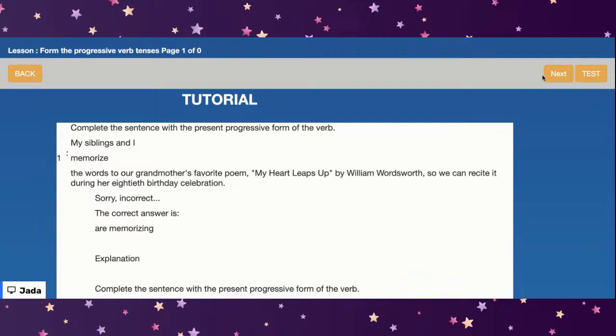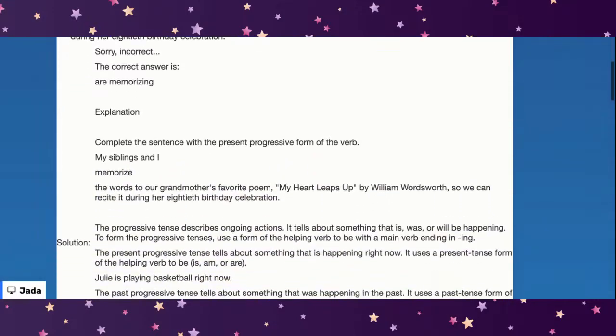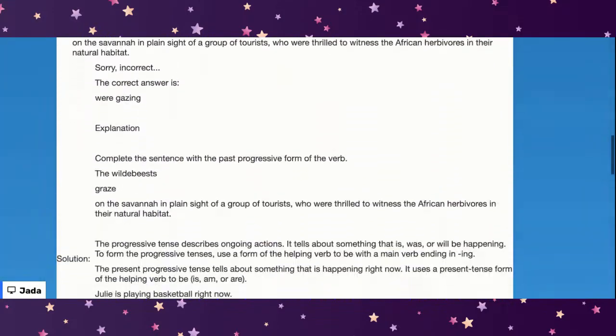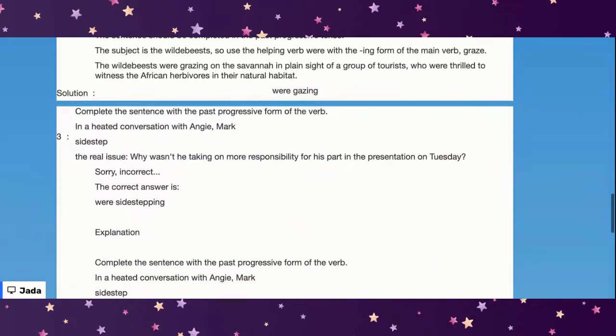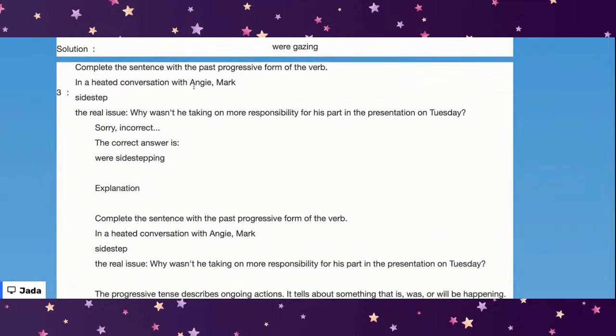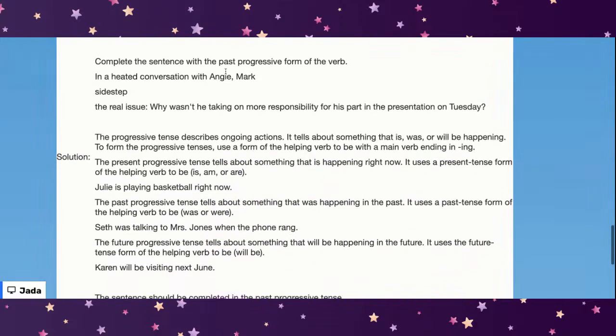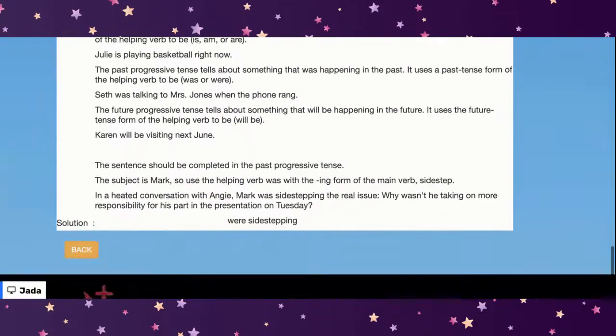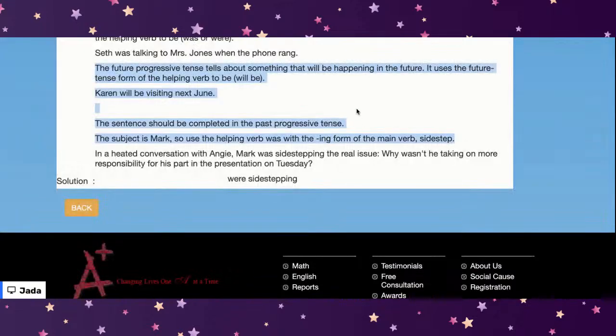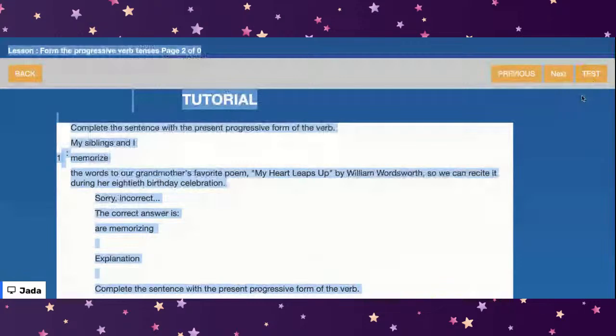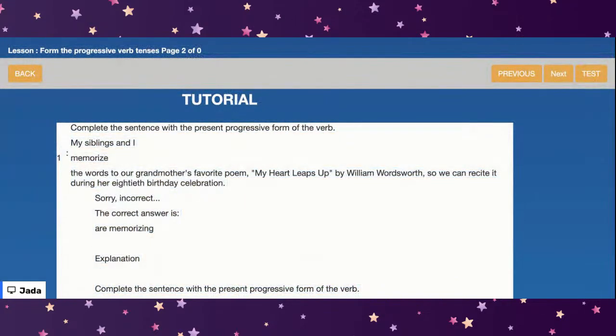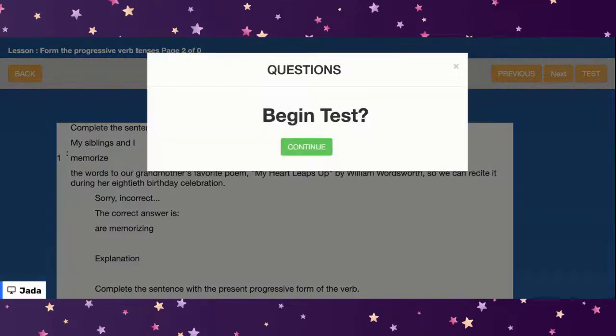So we have the next. In a heated conversation with Angie, Mark sidestepped the real issue. Why wasn't he taking on more responsibility for his part in the presentation on Tuesday? So past progressive. So what would you say? We were sidestepping. Okay? We were sidestepping. So take notes that you use is, are for present, and then was, were for past, and will for future.